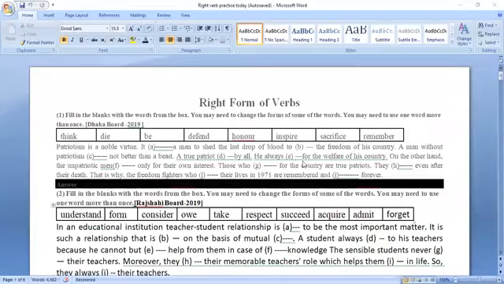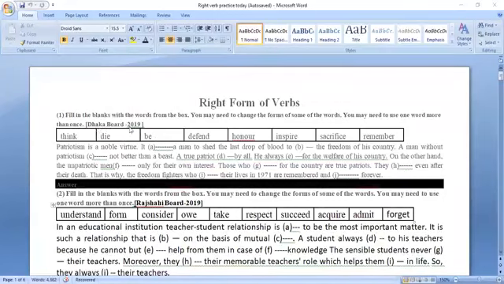Hello, dear students. Today we are going to practice the right forms of verb. We studied the rules in the last few classes. We discussed the rules of right forms of verb. Today we are going to practice. For your practice, I have arranged some board questions.